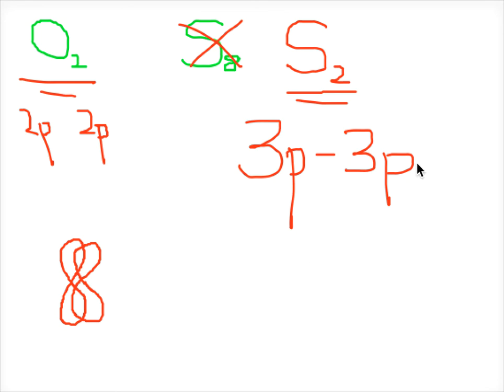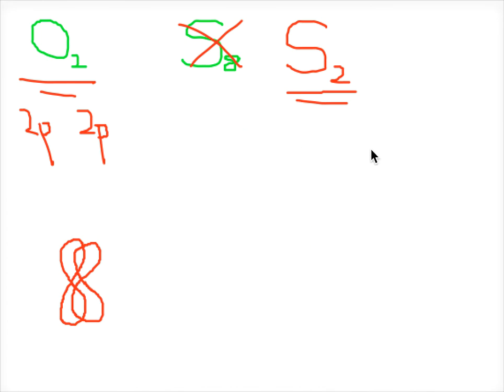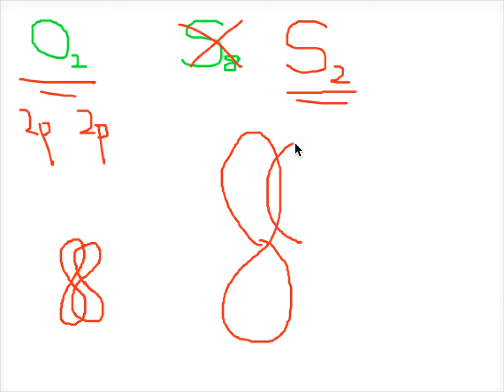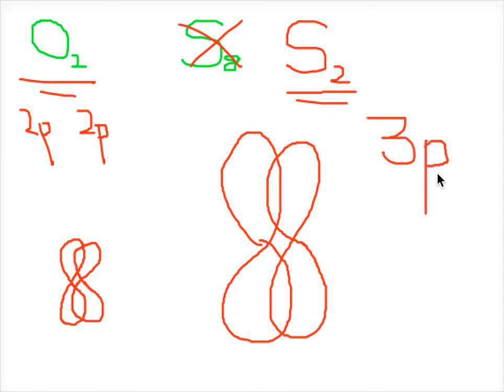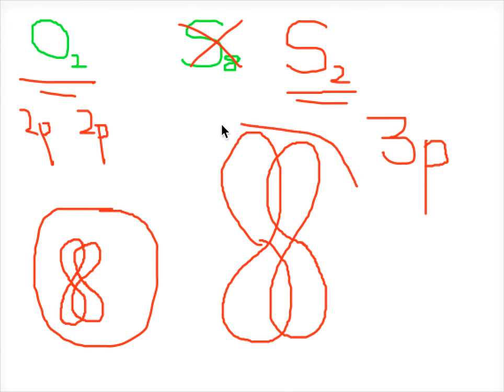Now, if this were to be the case, what we would see would be this. Because the only difference between the 2p and the 3p orbitals in terms of the physical properties is the size. So this is the O2 pi bond, and this is the theoretical S2 pi bond.